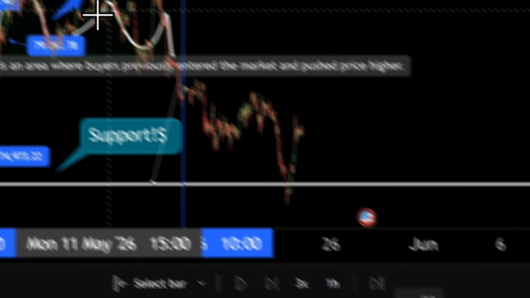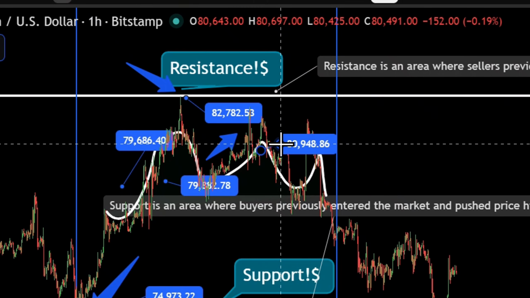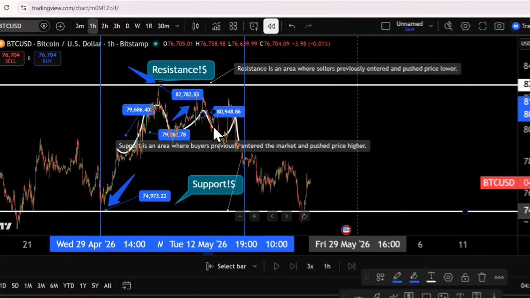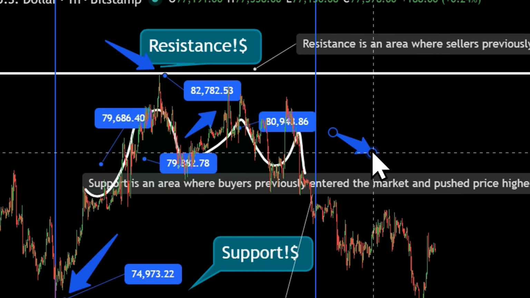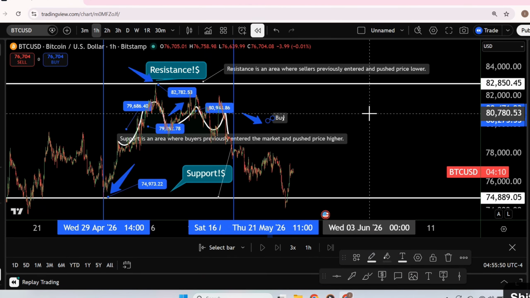Now here's another important thing. The best support and resistance levels are usually obvious. If you need to force yourself to see a level, it's probably not important. Strong levels should immediately stand out when you open the chart.